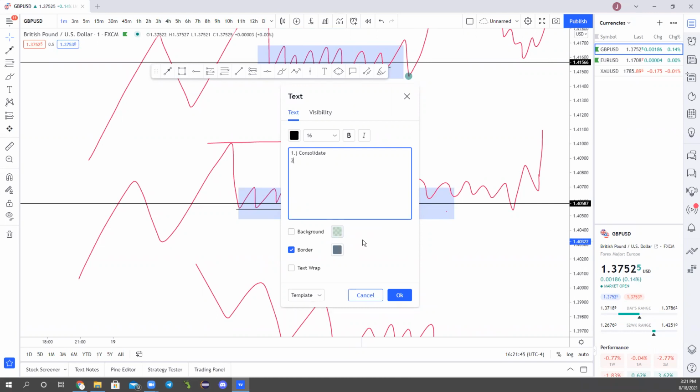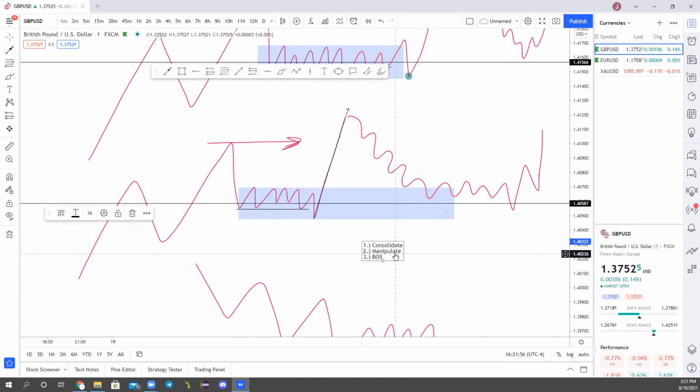Consolidate, manipulate, BOS. So this is how I look for demand areas, and it's easy to remember because it rhymes. Consolidate, manipulate, BOS. So consolidation, manipulation of the lows, and then a break of structure.